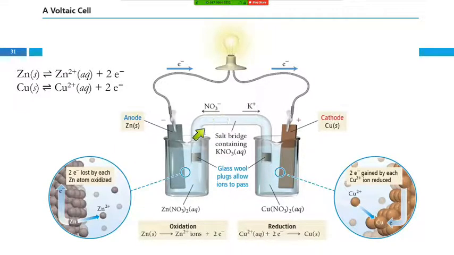So in here we have potassium nitrate. The potassium ions will come over here to take the place of the positives that got changed, and the negative nitrate ions will come over here to balance the charge with the zinc ions that are being created. So electrons are flowing through the wire, and we also have charges moving through the salt bridge, but they're actually ions, they're not electrons. Any questions?